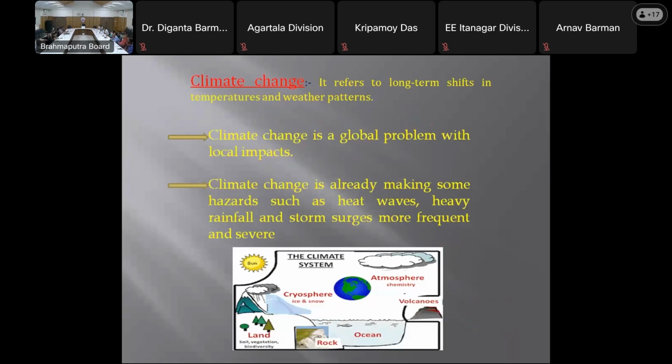Climate change is a global problem with local impacts, and it is already making some hazards such as heat waves, heavy rainfall, and storm surges more frequent and severe. This picture shows our climate system, comprising the cryosphere, meaning the ice and snow, the atmosphere, volcanoes, oceans, rocks, and lands. This is the climate system, comprising all of these things.